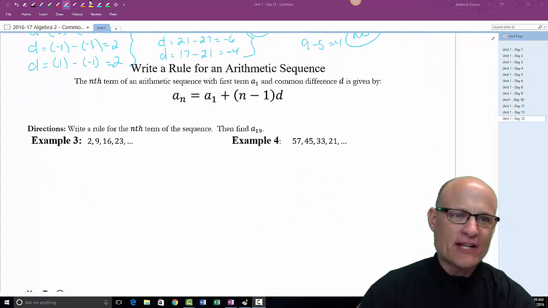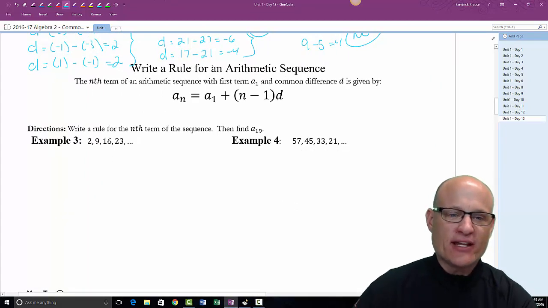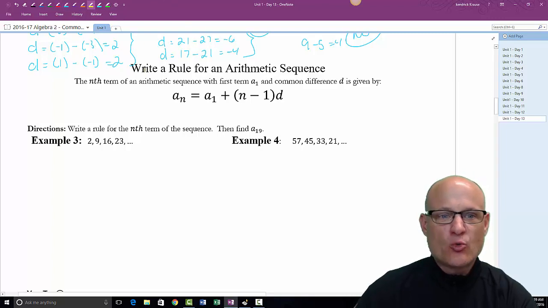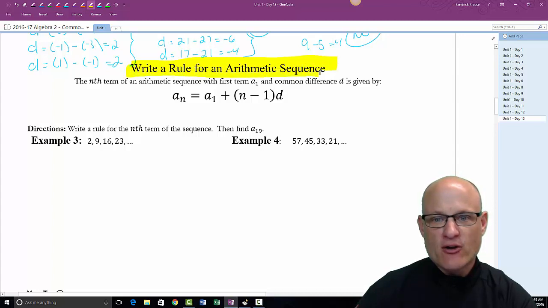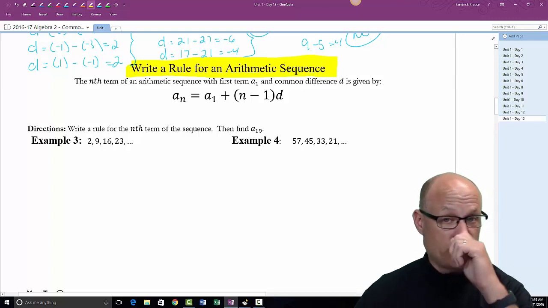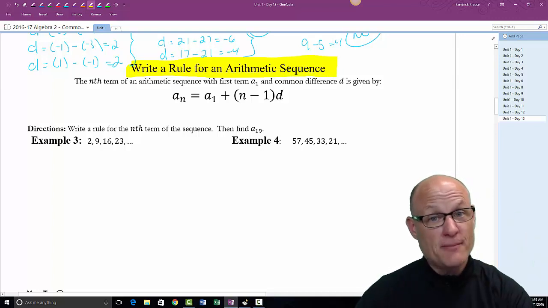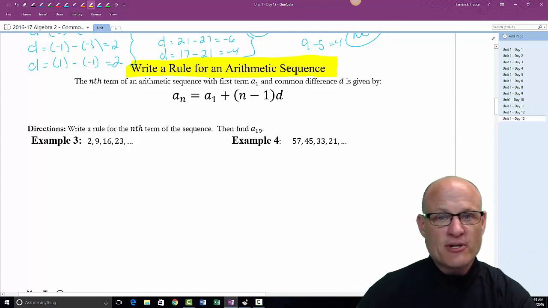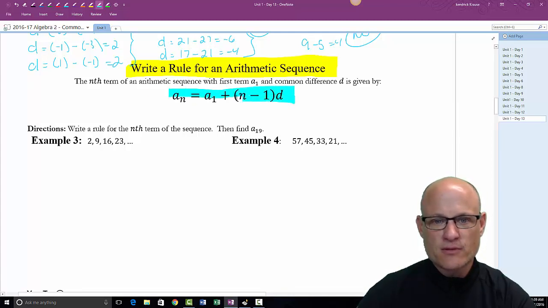So one of the things you're going to be asked to do is to be given a set of data. Can you write a rule that will describe all of the terms of that arithmetic sequence? Well, the first thing you got to do is decide if it is an arithmetic sequence. Later on, we're going to talk about geometric sequences. Those are a little bit different. But if you have an arithmetic sequence of numbers, this is the formula we're going to be using right here.